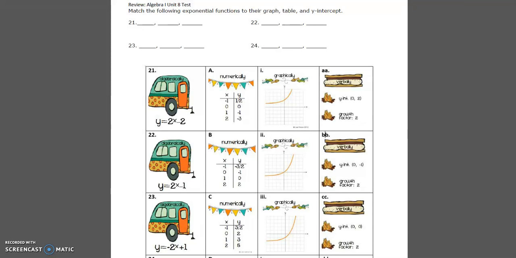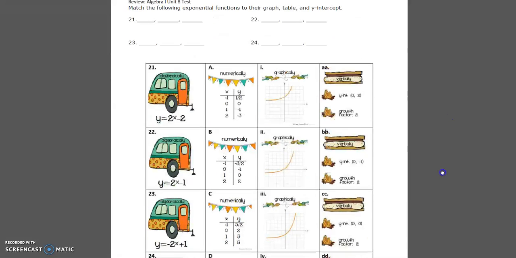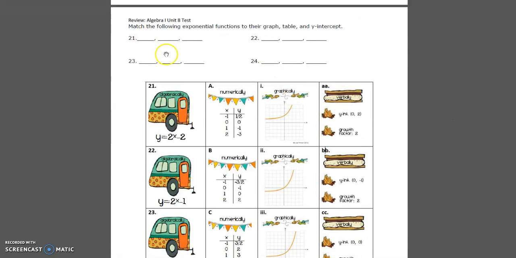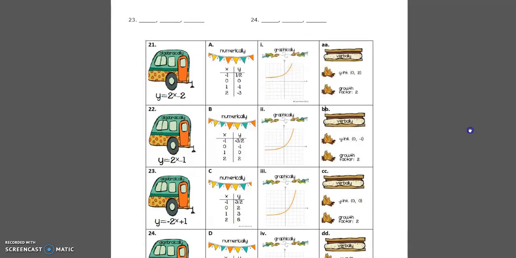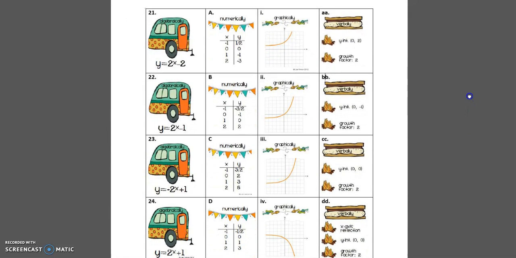Okay, our last page is matching. So we have all these little figures, and I'm going to try to scoot this up. You can see up here, we're just going to fill in these blanks, right? Okay, so let me scoot this up to see what we have. They've given us an equation in the first column, the data table in the second column, the graph in the third column, and then they're talking about the y-intercept, etc.